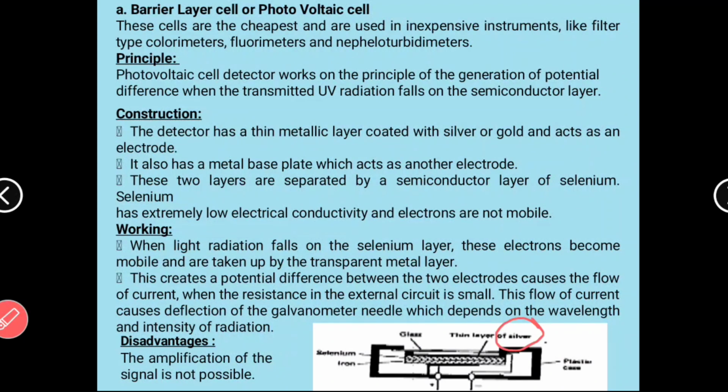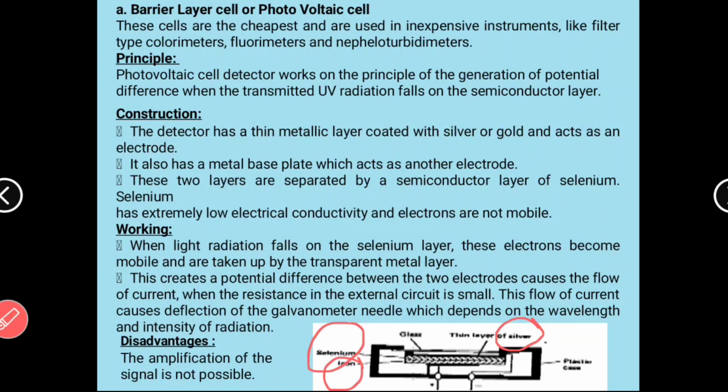It has a metal base plate which acts as another electrode. These two layers are separated by a semiconductor layer of selenium. Selenium has extremely low electrical conductivity and electrons are not mobile. Working: when light radiation falls on the selenium layer, these electrons become mobile and are taken up by the transparent metal layer. This creates a potential difference between the two electrodes, causing the flow of current when the resistance in the external circuit is small.